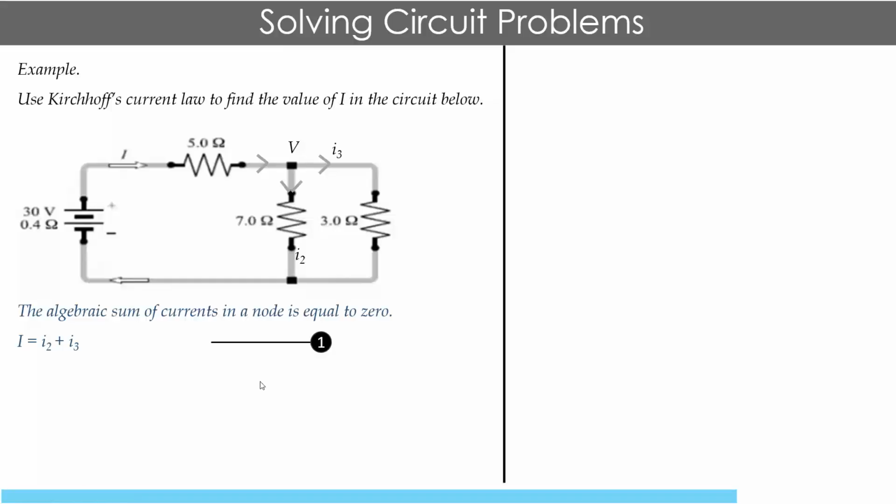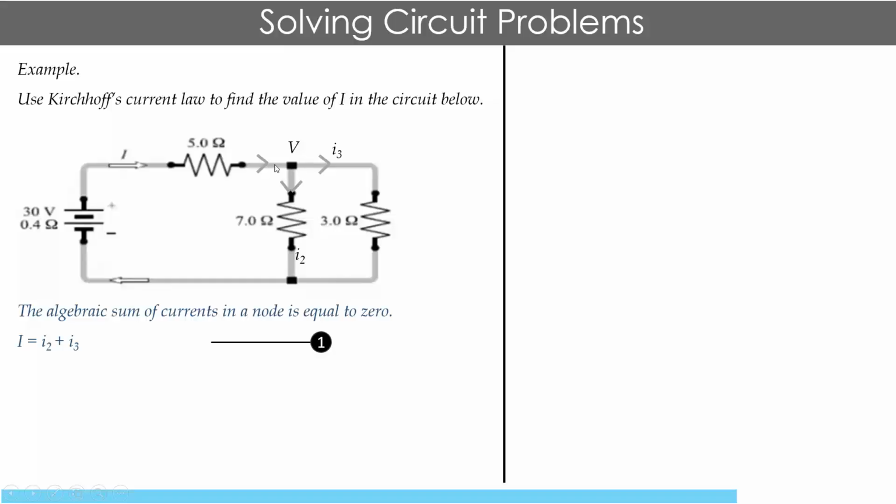To go further, in the previous example we talked about voltage drop. Voltage drop applies whenever we have series combinations, whenever we have series circuits. So there's a voltage drop across the battery as a result of the 0.4 ohm internal resistance, and there's a voltage drop in the circuit as a result of the 5 ohm resistor.